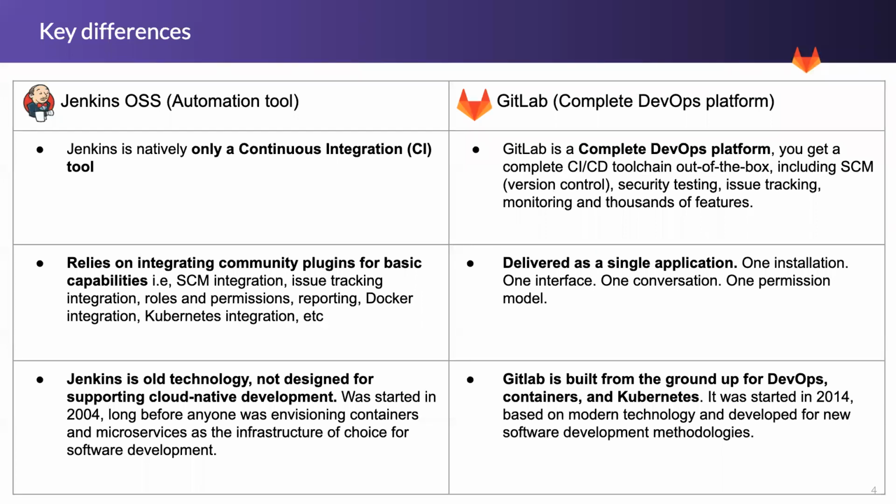And another key difference is the time when the two products were started. So Jenkins is relatively old technology, started in 2004, and was not designed for supporting cloud native development. While GitLab started in 2014, was built from the ground up for DevOps, and is based on modern technology and developed for cloud native, Kubernetes, and containers. So these are the basic things.